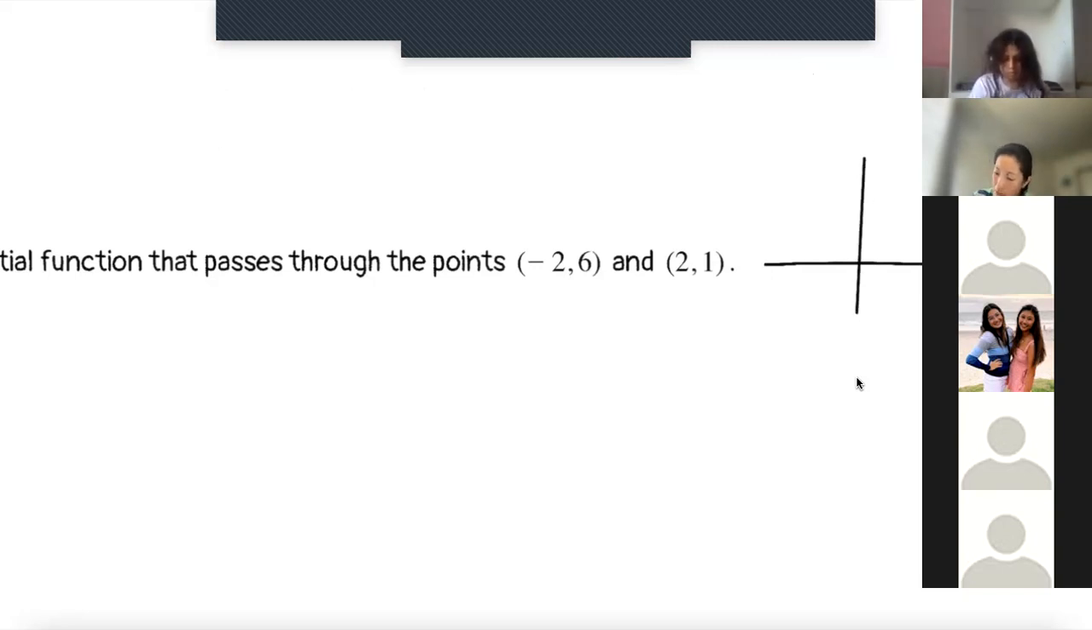I do a quick sketch to see where those points are and whether I'm going to get a growth or decay situation. So if I plot the point -2, 6, that's going to be somewhere up here. And then if I plot the point 2, 1, that's going to be somewhere down here. So are we thinking exponential growth or exponential decay?